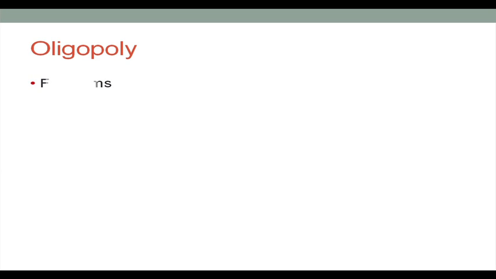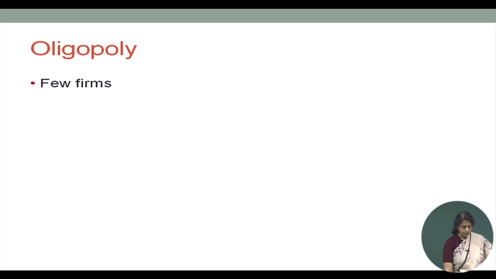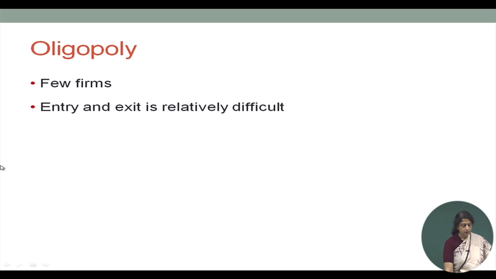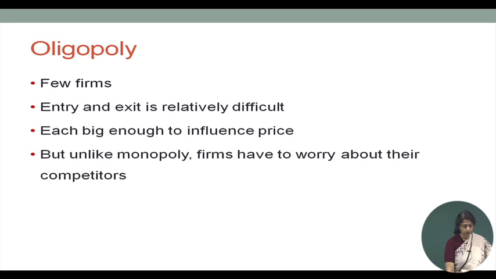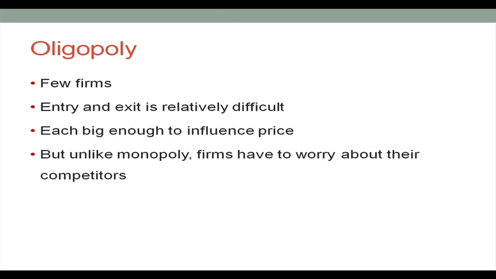So, this slide basically gives us the characteristics of an oligopoly market structure. What happens in case of oligopoly market structures? In oligopoly, typically there are few firms. Entry and exit is relatively difficult, which can be inferred from the fact that there are few firms.